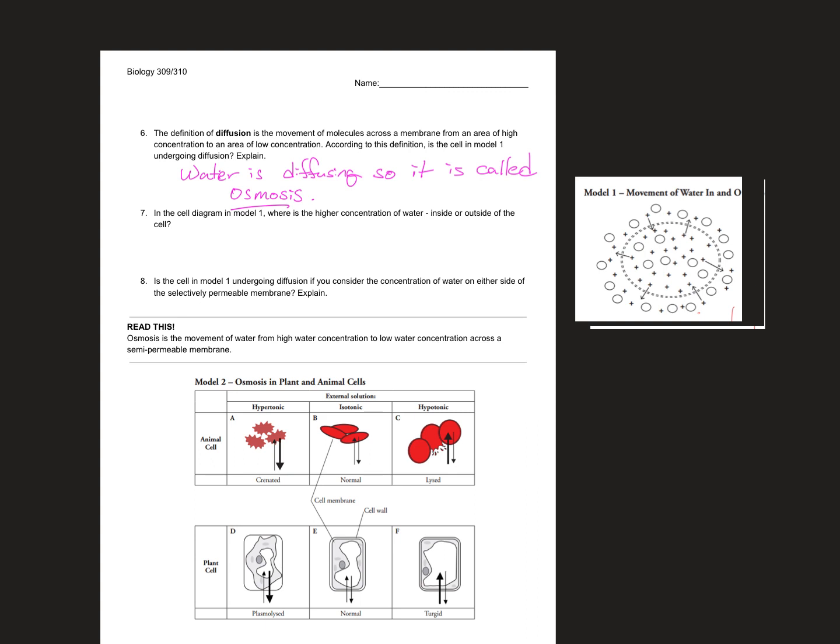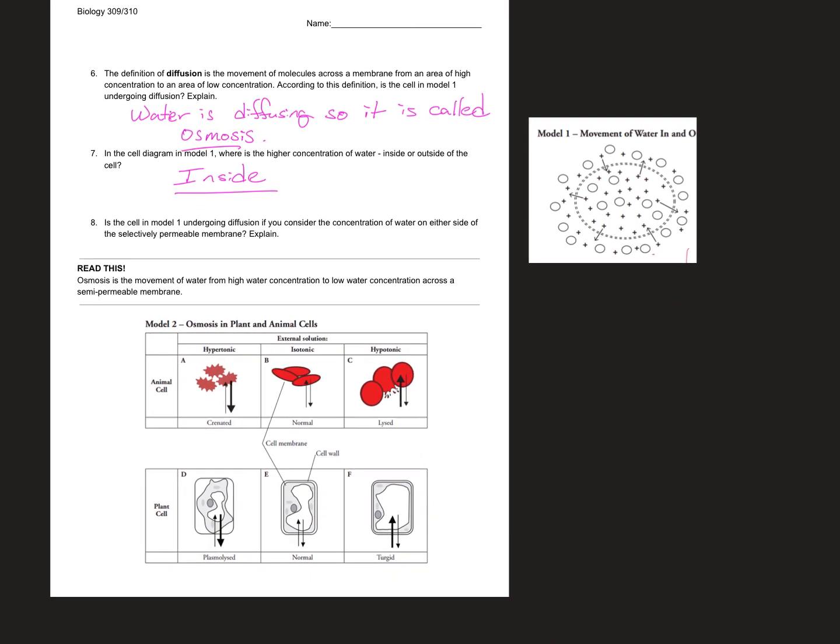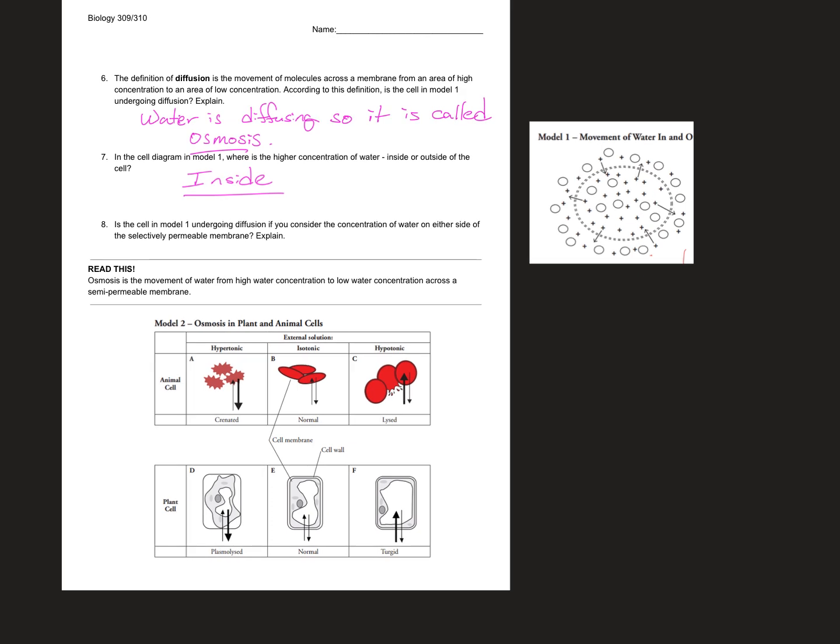In the cell diagram Model 1, where is the higher concentration of water, inside or outside the cell? I believe we said the higher concentration is inside, and you saw me draw it out and count them for you. Is the cell in Model 1 undergoing diffusion if you consider the concentration of water on either side of the selectively permeable membrane? Is it undergoing diffusion?